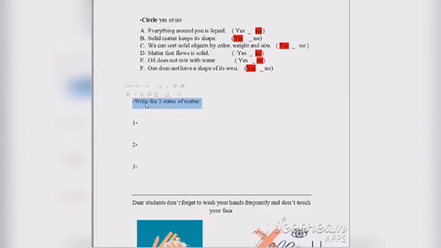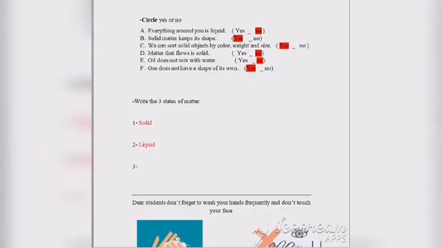Okay, next question. This question is very, very easy. Write the three states of matter. What are the three states of matter? The first one is called solid. The second one is called liquid. Solid, liquid.